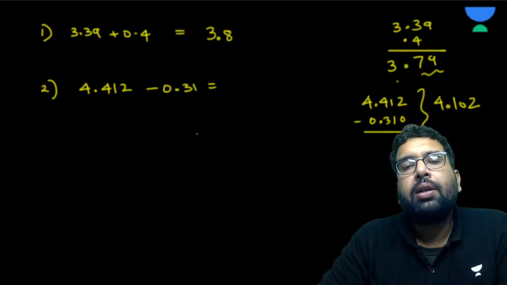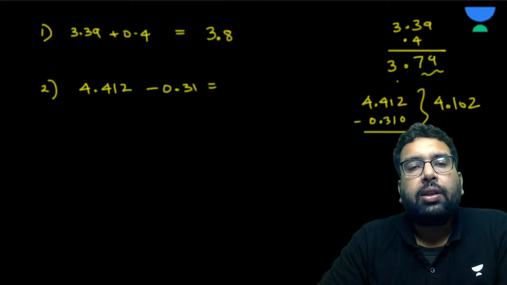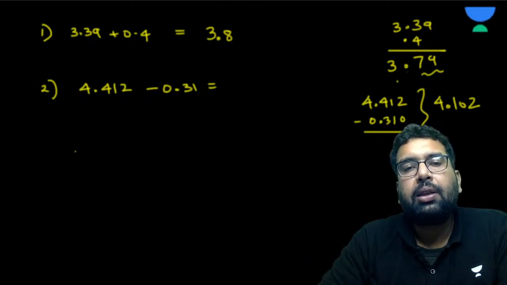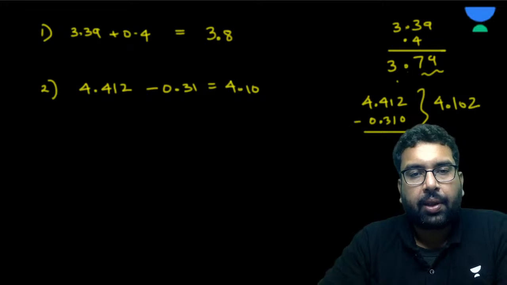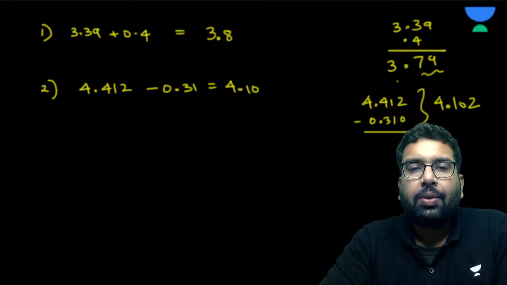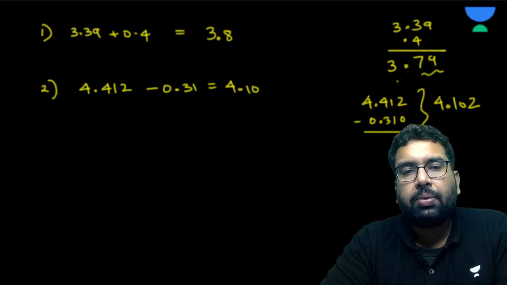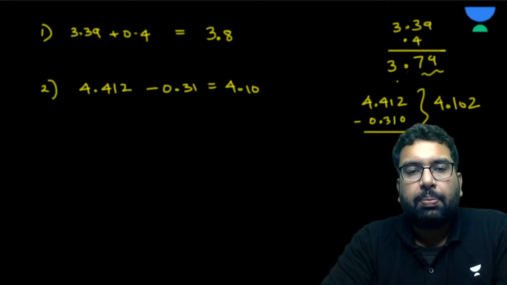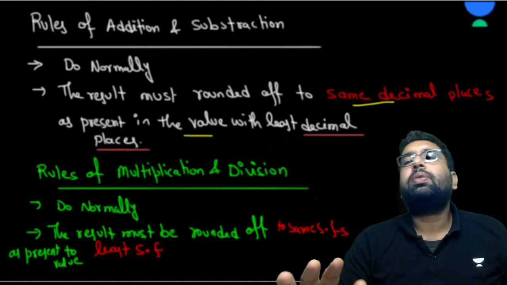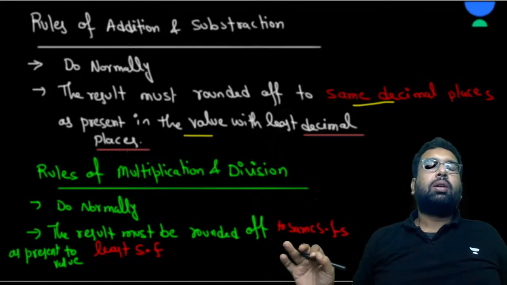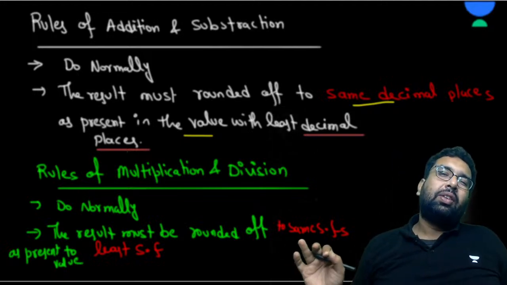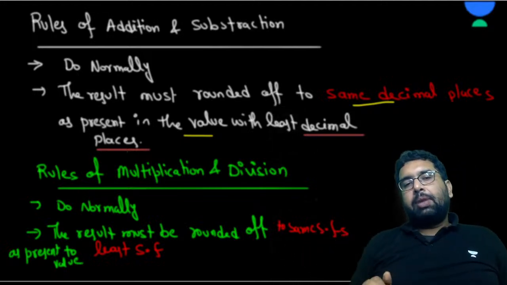Why? Because the final answer shall have the number of decimal places equal to the value with the least decimal places. The least decimal place value has two digits after the decimal, so we'll be getting 4.10. I hope it is fine to everyone. This is how we can do addition and subtraction. Take note that the final solution must have only that number of decimal places that is present in the value with the least decimal places.